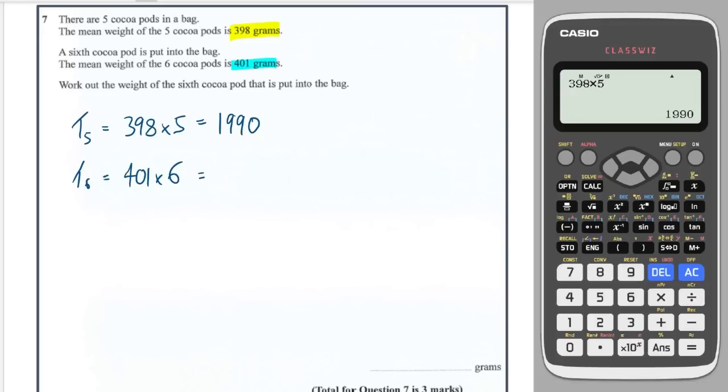And now when there are 6 in the bag, the total is 401 times by how many there are, which is 6. So 401 times by 6, and that is 2,406. Okay, so how much that sixth one weighed must be the difference between the two totals. So I'll take that new total and I'll subtract 1990 and I'll get 416, which sounds about right, seeing as the averages are around 400.